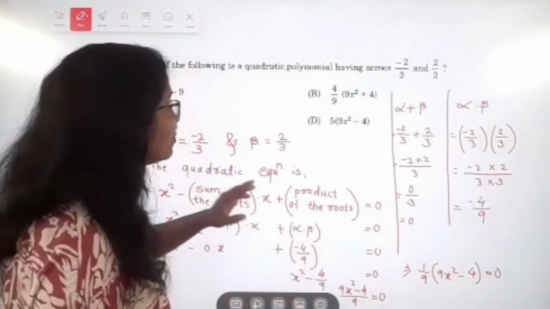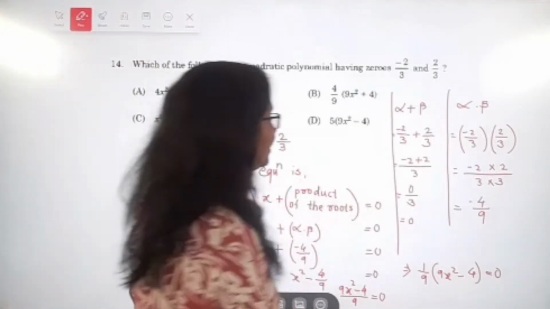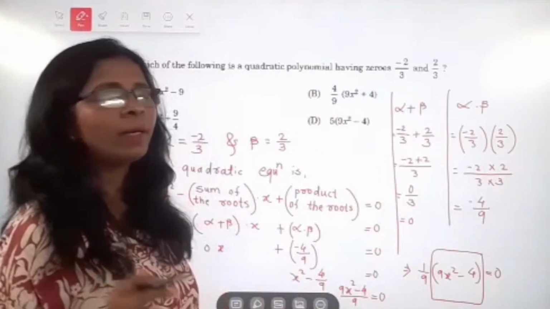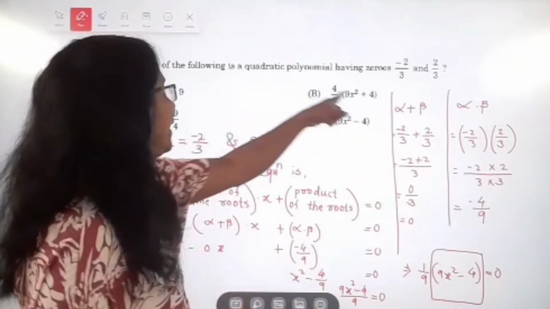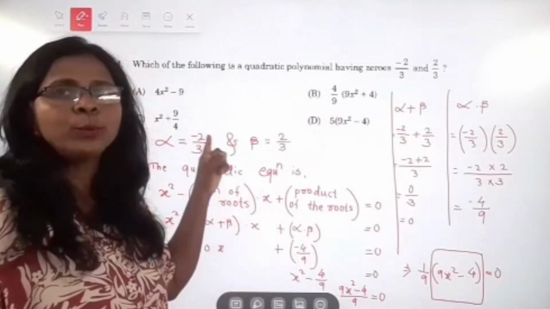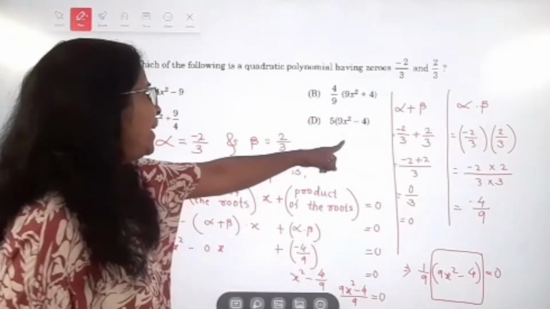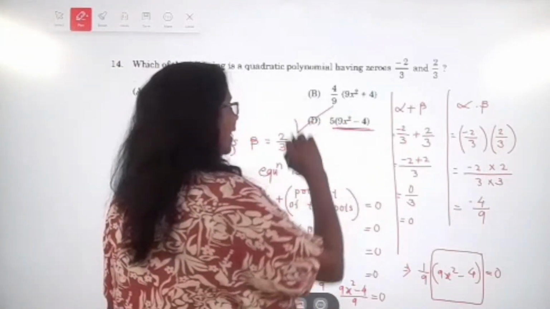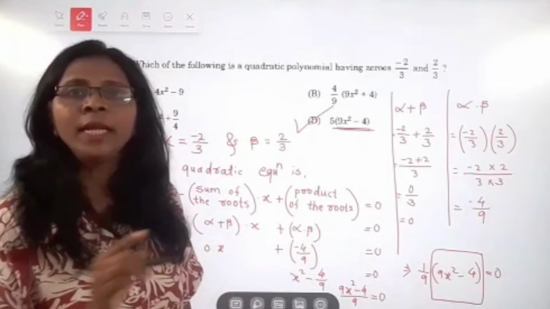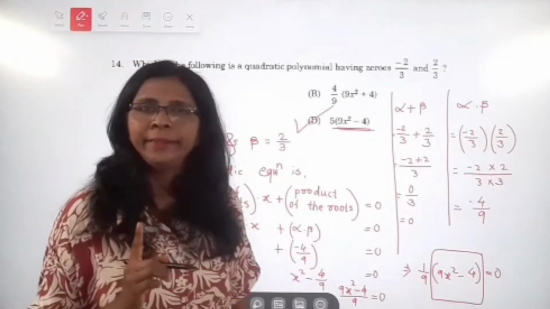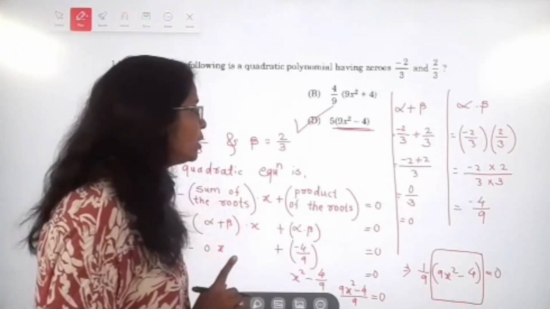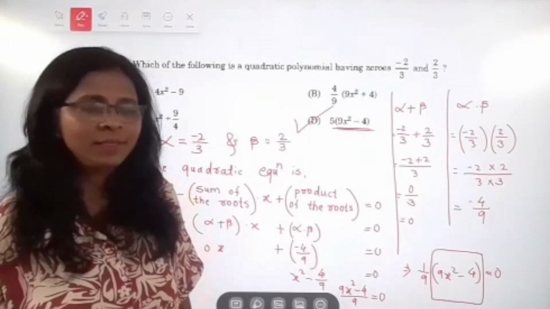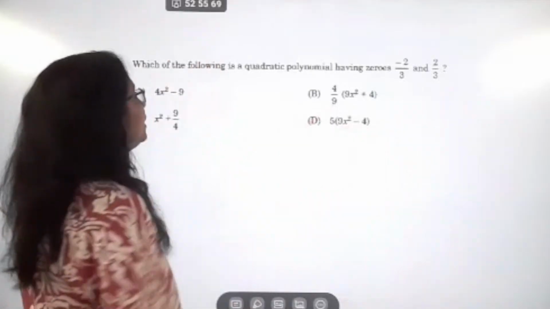Okay, so that means, students, we only see this part, that is in the bracket, 9x square minus 4. So, students, in these four options, we see that this is 9x square minus 4. So the correct option would be D, 9x square minus 4. Okay students, next one here.